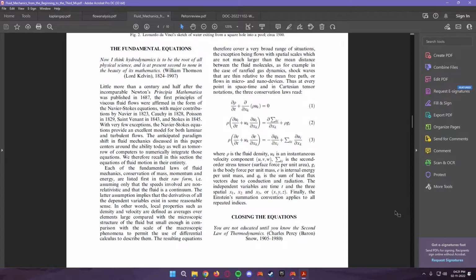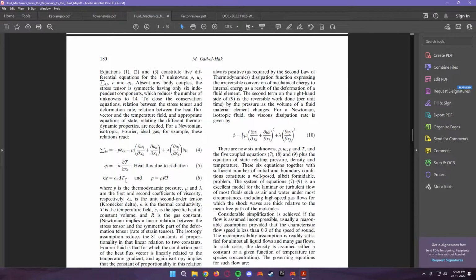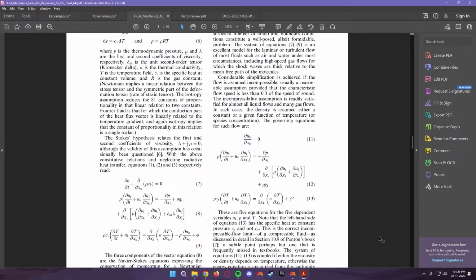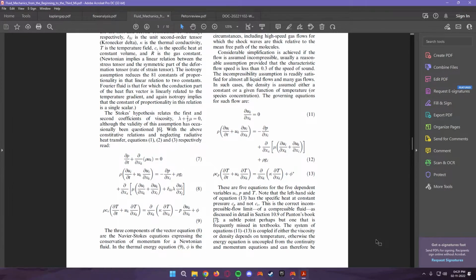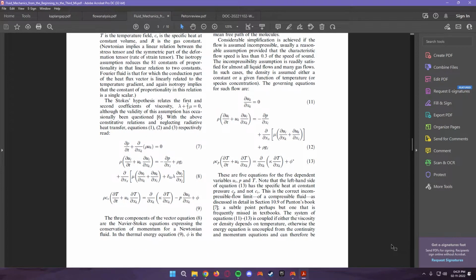Here they have shown some fundamental equations and some closing equations, the Navier-Stokes equations. These equations are dependent on the values they have shown here.